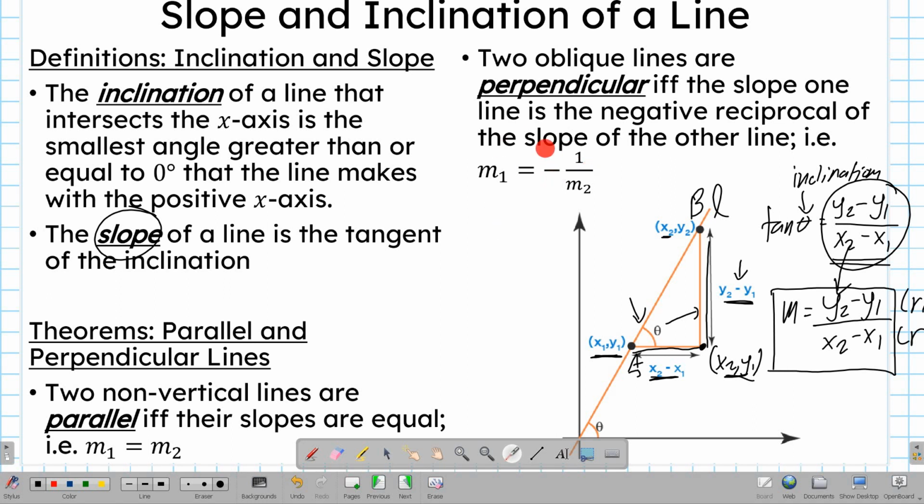Or, we'll have this one. Another version of this would be, when you cross-multiply this, we're going to have M sub 1 times M sub 2 equals negative 1. So if lines are parallel, they have equal slopes or the same slope. If they are perpendicular, their slopes' product is negative 1, or one is the negative reciprocal of the other.